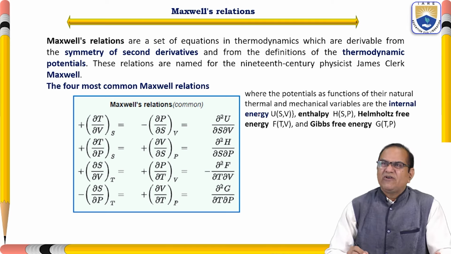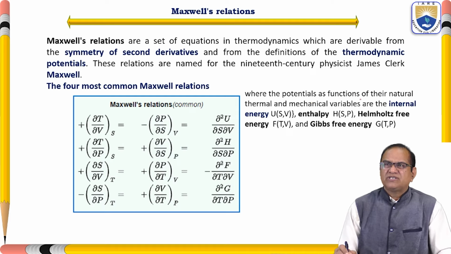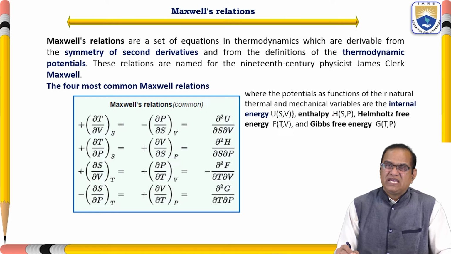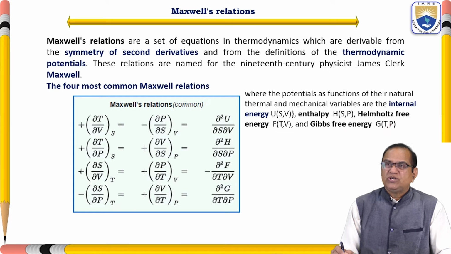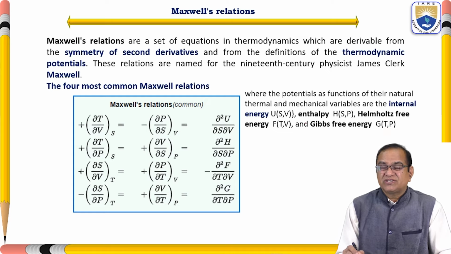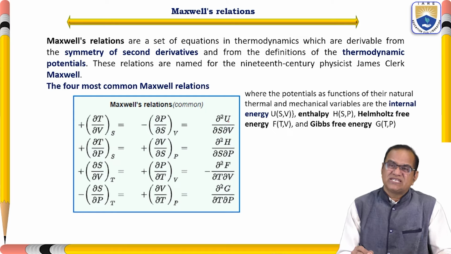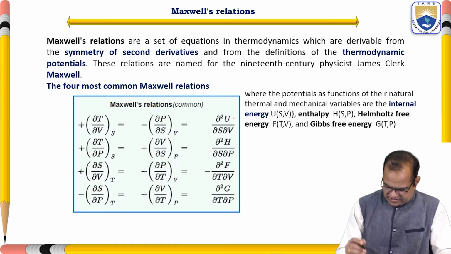So here we can see the potentials as functions of their natural thermal and mechanical variables. The internal energy U is a function of S and V, where S is entropy and V is volume. Enthalpy H is a function of entropy and pressure. Helmholtz free energy is a function of temperature and volume. And the Gibbs free energy is a function of temperature and pressure. So these different parameters are functions of different properties. Here we have these relations, and these relations are very useful for different purposes.